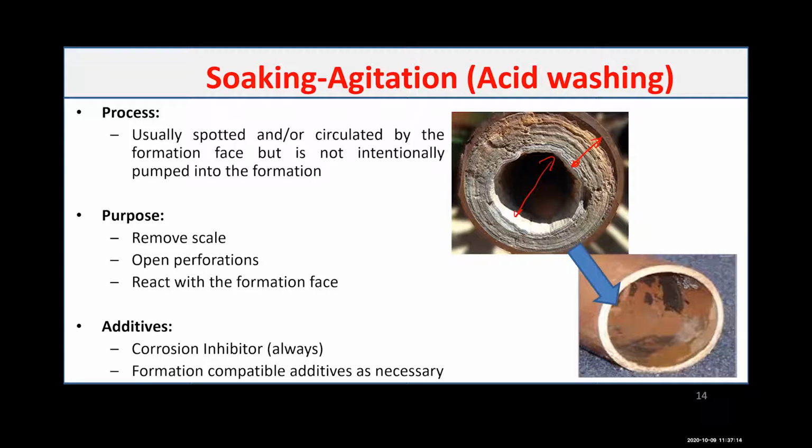Usually the main additive that goes with this acid is a corrosion inhibitor, as a must-have additive. Depending on where you are, if you are mainly soaking the acid inside the tubing, you will keep the corrosion inhibitor only. However, if you expect this acid will leak into the formation, you need to add additional additives depending on the formation. If you have a sludge issue, you will add an anti-sludge agent. If you need some solvent, you will add some solvent. If you need iron control agent, you will add iron control agent, depending on the formation that you have.